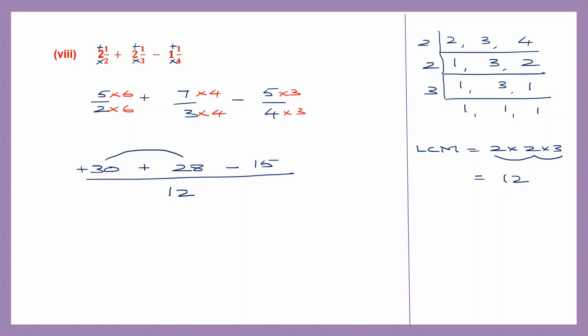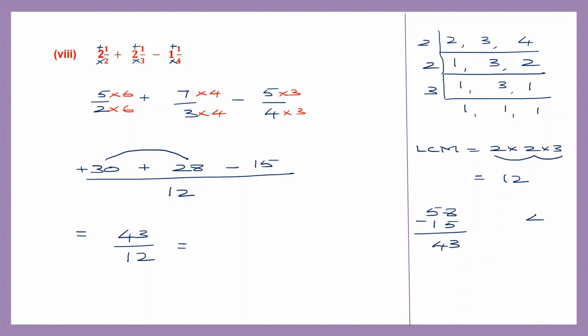So add up these two numbers. 30 plus 28 is 58. 58 minus 15. 8 minus 5 is 3. 5 minus 1 is 4. So what do we get here? We get 43 by 12, which is an improper fraction.